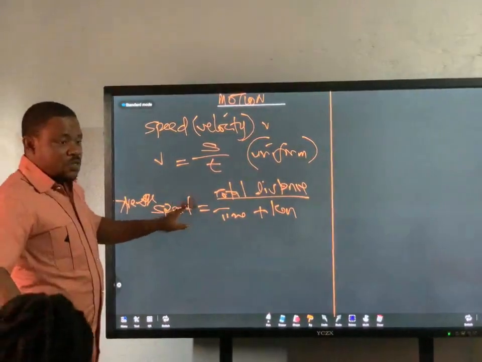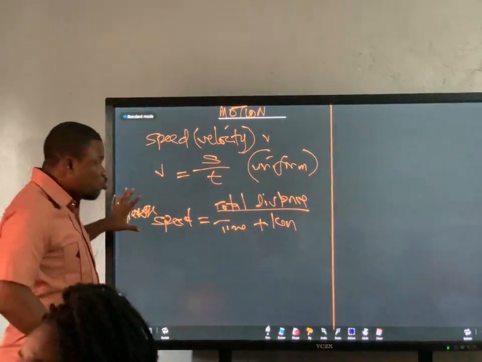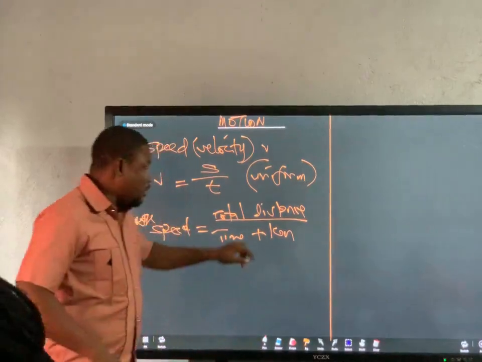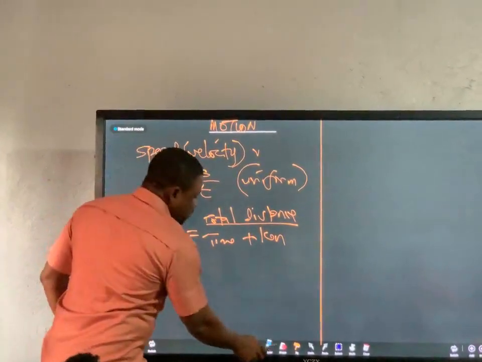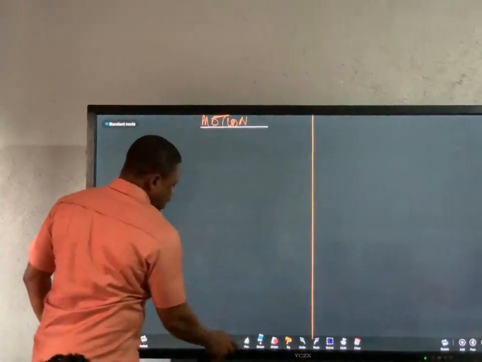Average speed. And what do we mean by average speed? Average speed is the speed that we expect the object to travel with if the motion was uniform and we cover the same distance for the same time. Is that alright? Yes. Now that's me just reminding us of things that we already know. Let me try and pull these things together.